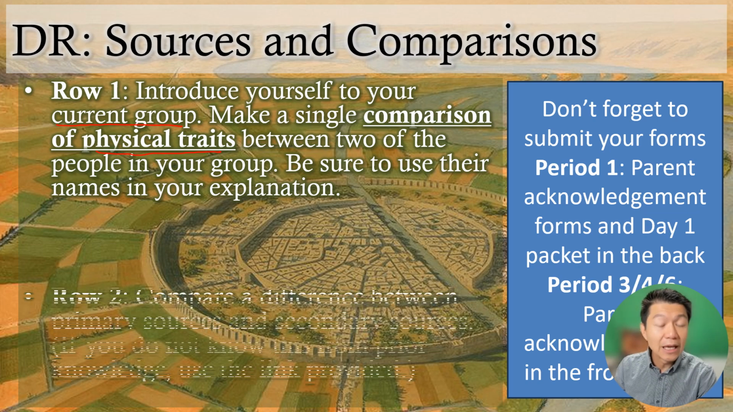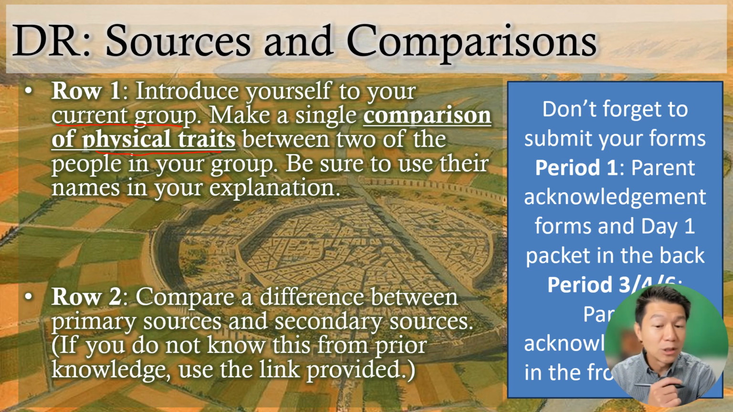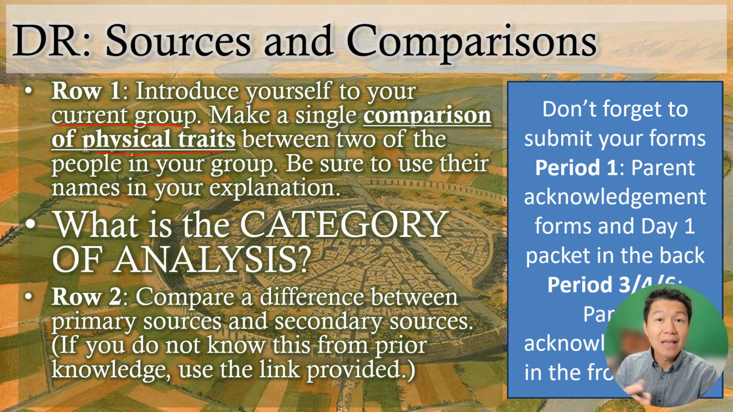And then in your second row for your document response, you're going to go ahead and compare a difference between primary and secondary sources. So first of all, you want to be able to make that comparison with that other person here. And you want to think about the category of analysis. You want to actually think about a specific physical trait and make that comparison.